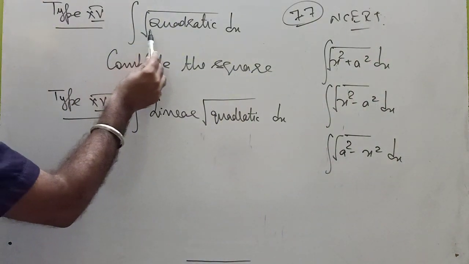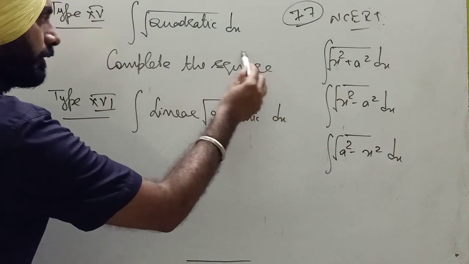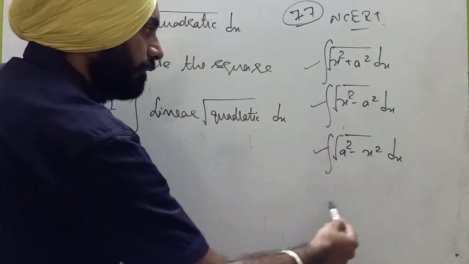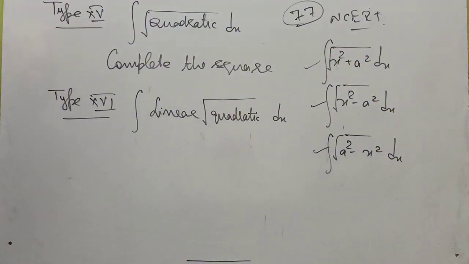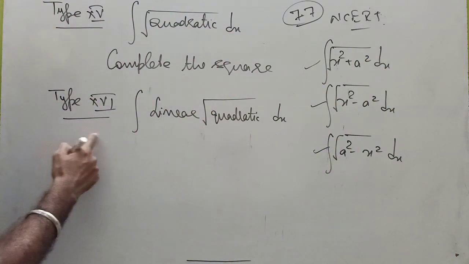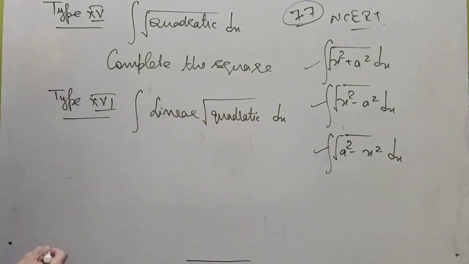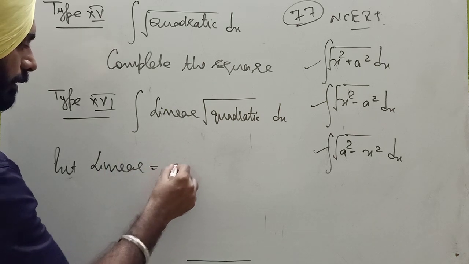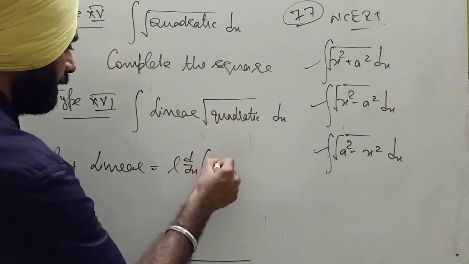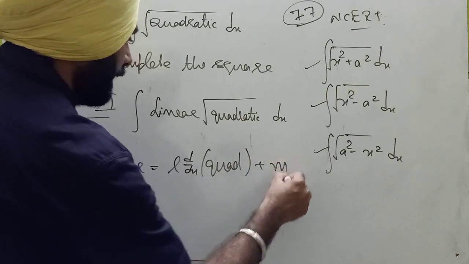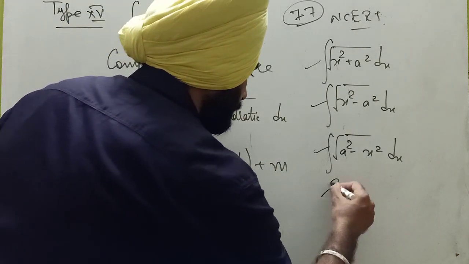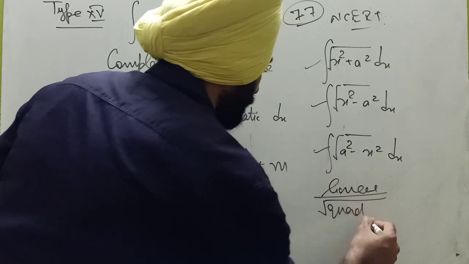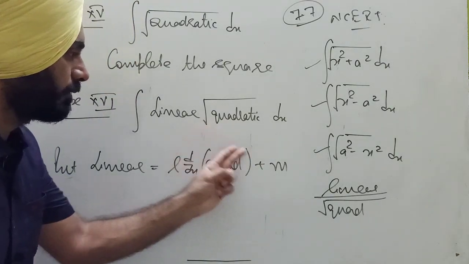Now when there is under root of quadratic, then we have to complete the square. Clear? And we can apply one of these formulas which we have earlier studied. Clear? So it is a very simple type. Now this is a very important type, linear into under root of quadratic. We have to put linear equal to L times derivative of quadratic plus m. It is the same as linear over under root of quadratic. This was more important than this type. Clear?